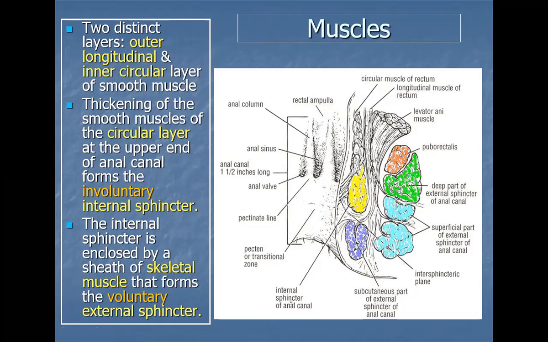The external sphincter is voluntary, made up of skeletal muscle. The internal sphincter is made up of smooth muscle. The external sphincter is made up of skeletal muscle, so it is voluntary. It is not supplied by the autonomic nervous system, but by the somatic nerves. Okay.